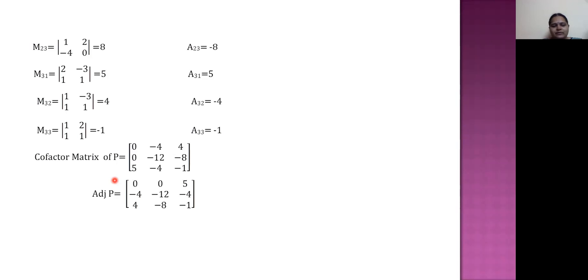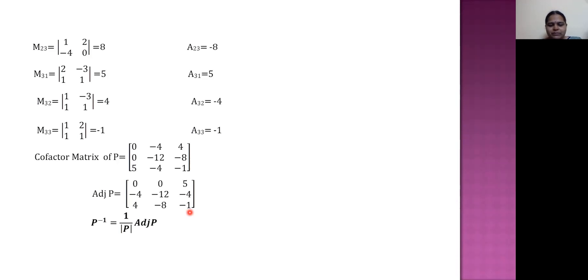Transpose means this row we will write as a column. The cofactor matrix's first row will become the first column here, the second row will become the second column, and the third row becomes the third column. This is the adjoint of P. Now we will go for P inverse.